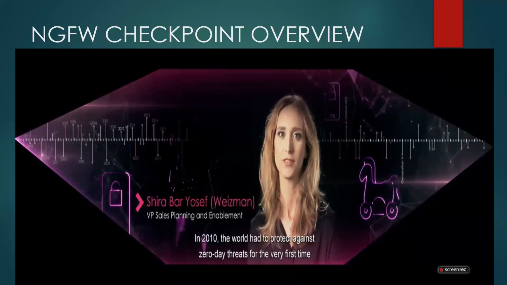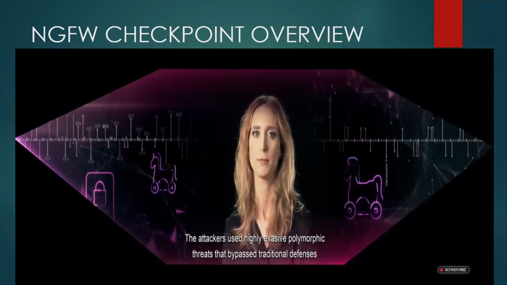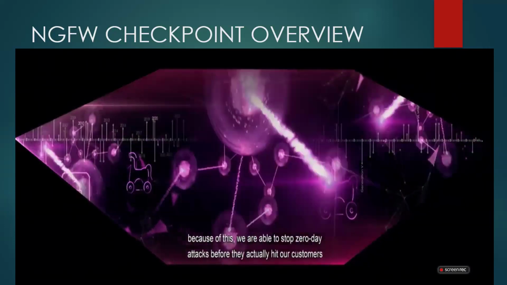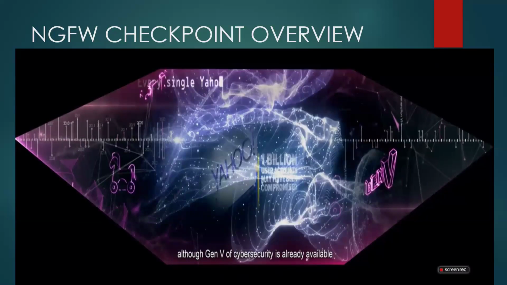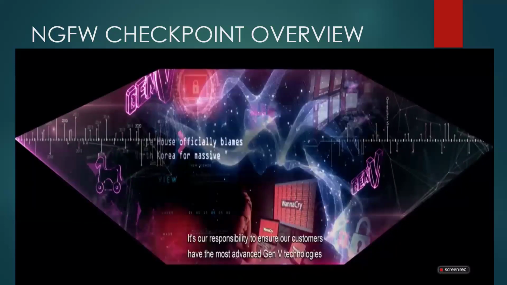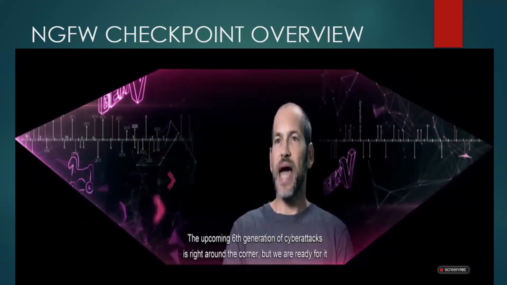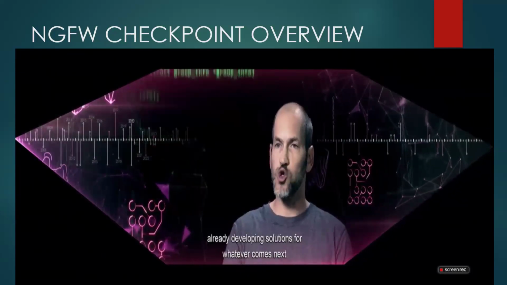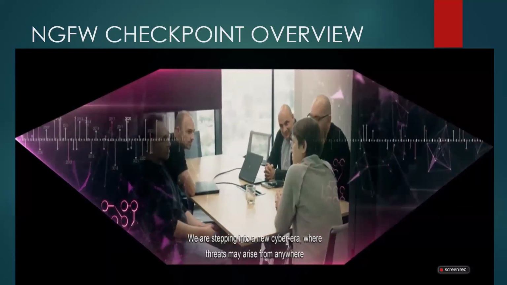In 2010, the world had to protect against zero-day threats for the very first time. The attackers used highly evasive polymorphic threats that bypass traditional defenses. While other cybersecurity companies are focused on detection, we at Checkpoint continue to provide threat prevention. Because of this, we're able to stop zero-day attacks before they actually hit our customers. Even today, we see that 97% of organizations are not using appropriate protection. Although Generation 5 of cybersecurity is already available, it is our responsibility to ensure our customers have the most advanced Gen 5 technology. But our work doesn't end there. The upcoming sixth generation of cyber attacks is right around the corner. But we are ready for it, already developing solutions for whatever comes next. As leaders in the industry, our work is never done. We're stepping into a new cyber era where threats may arise from anywhere.